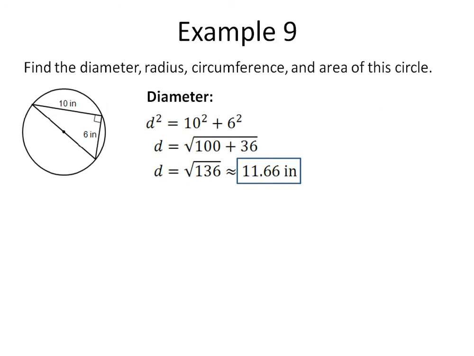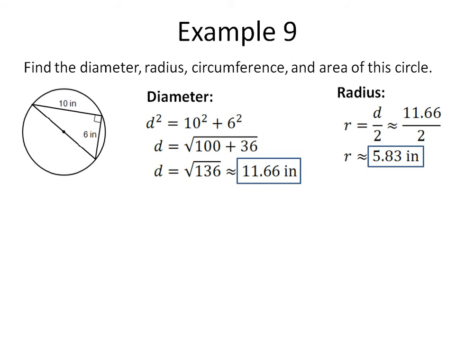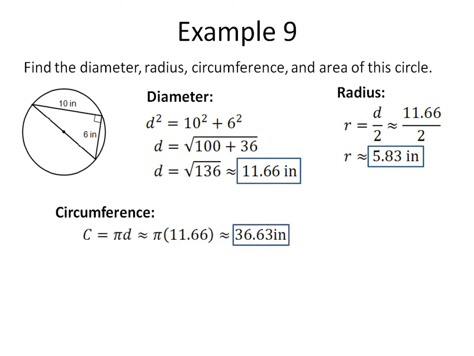Okay, we need to use that in order to find the radius, because the diameter is simply the radius times 2, we divide the diameter by 2, which gives us 11.66 divided by 2, which is approximately 5.83 inches. Okay, the circumference is going to be, and the simplest thing to use here, since we know the diameter is 11.66, we're going to multiply that by pi, which gives us approximately 36.63 inches.